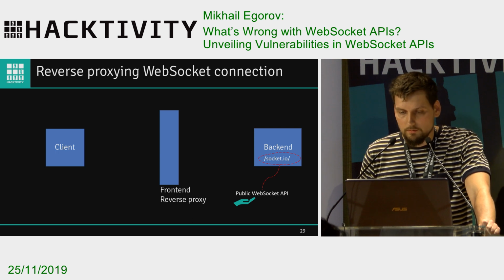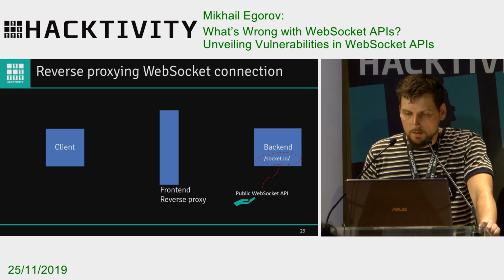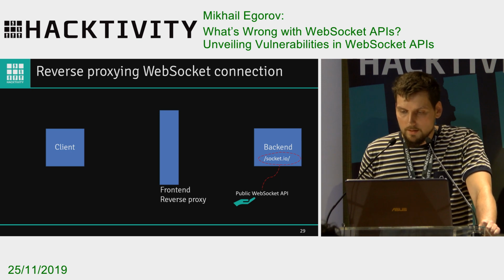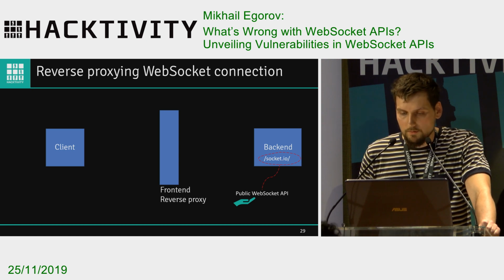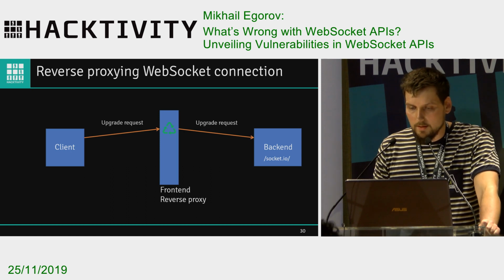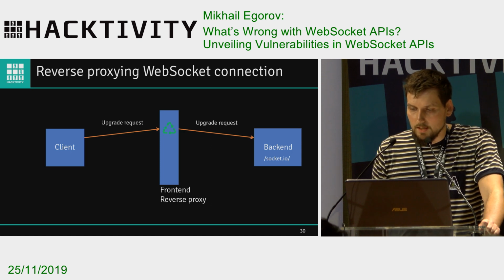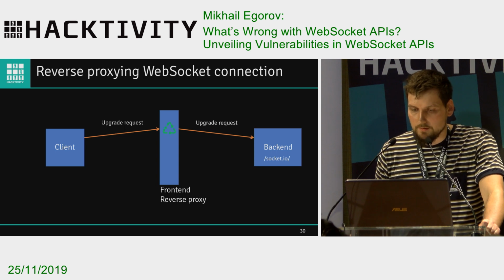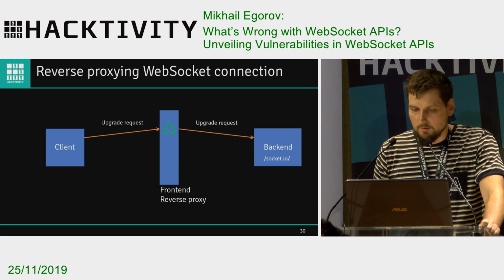Let's start with observing how reverse proxying for WebSocket works. In the ideal world, we have a backend that exposes some WebSocket API on /socket.io, and the client accesses the API through a reverse proxy. For example, we use Nginx as the front end and the WebSocket proxy. When initiating the connection, a client sends an upgrade request to the reverse proxy for /socket.io, and the reverse proxy discovers that the incoming GET request is an upgrade request by inspecting HTTP headers like Connection: Upgrade or Upgrade: websocket. If everything is correct, it translates that upgrade request to the backend.